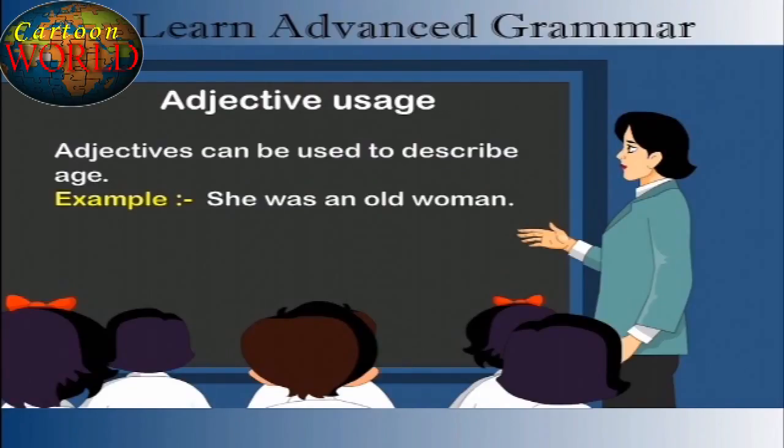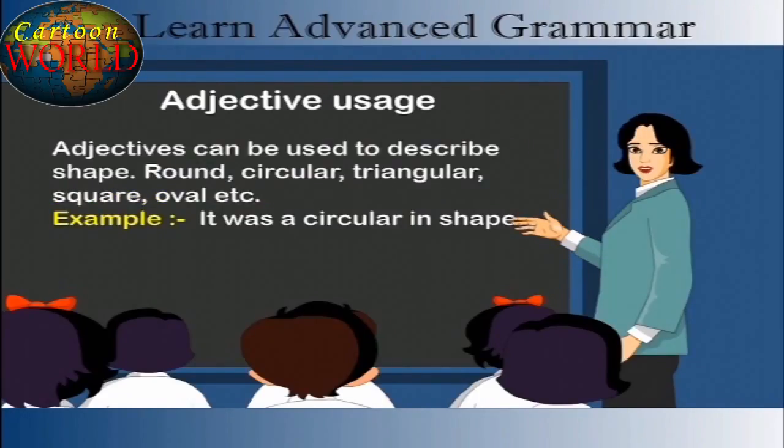Adjectives can be used to describe age. Example, she was an old woman. Adjectives can be used to describe shape. Round, circular, triangular, square, oval, etc. Example, it was circular in shape.